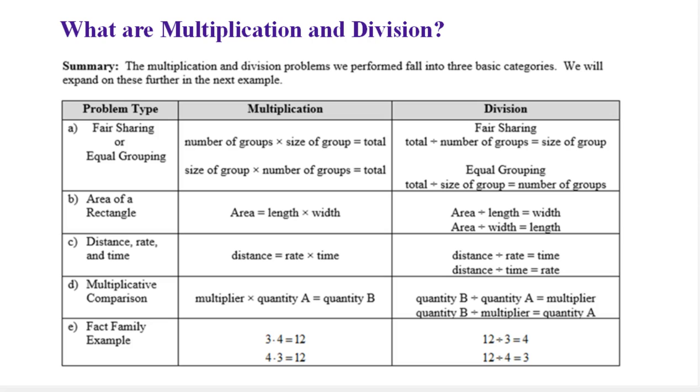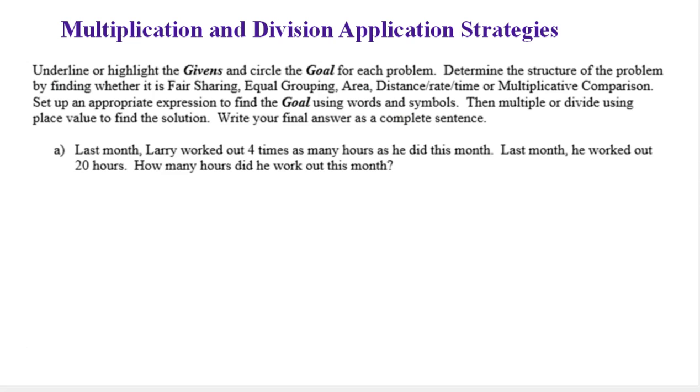Okay, so let's look at the first example. And again, we're going to highlight the givens and circle the goal. We're going to find the structure. We are going to set up an appropriate expression with words and symbols. Then we're going to multiply or divide and write our final answer as a complete sentence. So let's do these one step at a time.